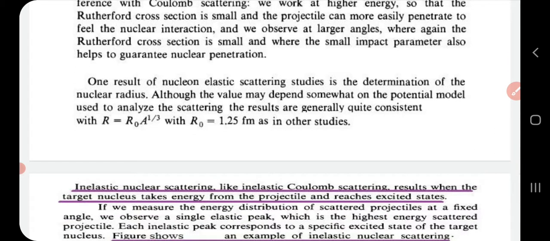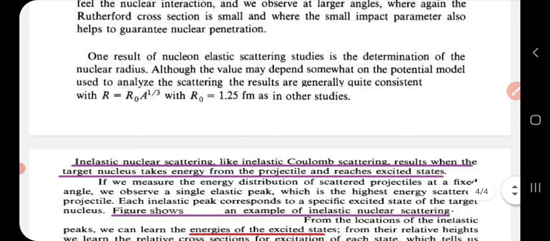So one important result of nucleon elastic scattering is the determination of nuclear radius. That is, we are familiar with the formula R equal to R0 A raised to 1 by 3, with R0 equal to 1.25 fermi. That is how you determine the nuclear radius.